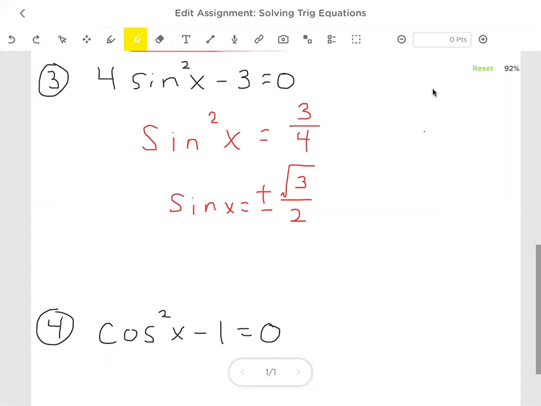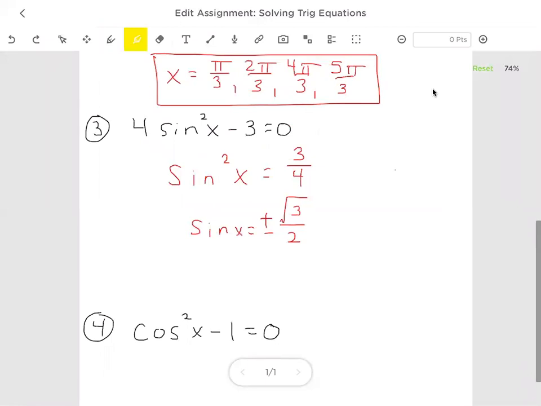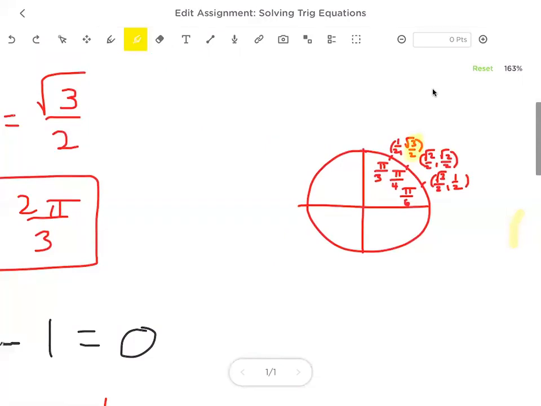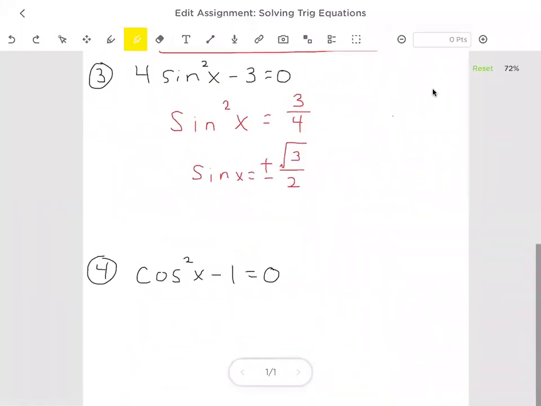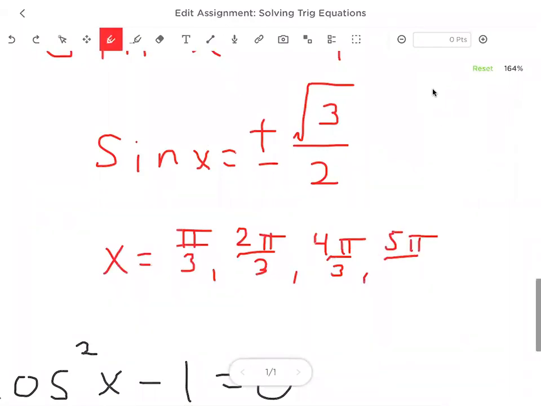So now we want to know where is the sine, which is the y value, root 3 over 2, and that is here. And it also can be in the second quadrant, and in the third quadrant, and in the fourth quadrant. So our answers happen to be the same as the one before. It's pi over 3 is our reference angle. And so our answers are pi over 3, 2 pi over 3 in the second quadrant, 4 pi over 3 in the third quadrant, and 5 pi over 3 in the fourth quadrant.